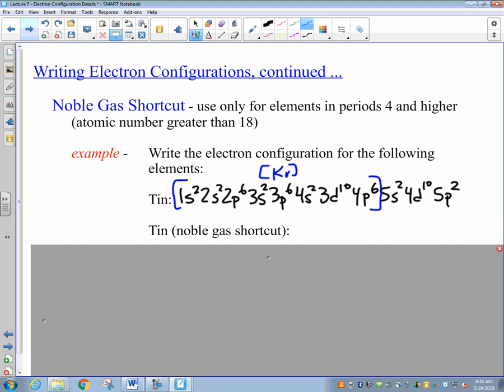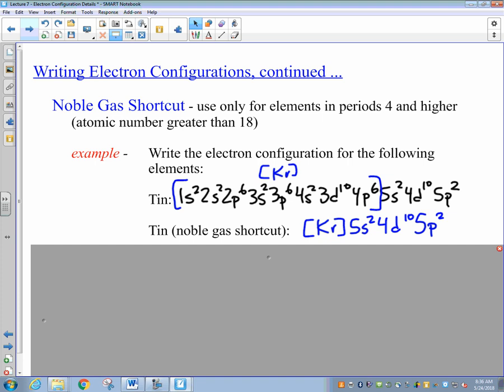So what I'm going to do to write this now as a shortcut is to simply put in brackets the element krypton, showing its configuration represents all of that in the brackets up above, and then we're just going to focus on what comes after that noble gas, which is 5s2, 4d10, and 5p2. And the reason why I really like to do this, besides the fact that I recognize that this is just a pattern, and because of that pattern repeats the same way every single time, I've just saved myself an inordinate amount of time by doing that.